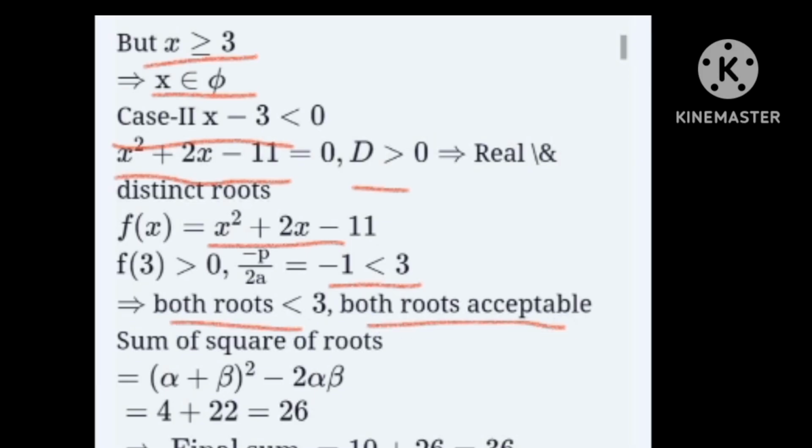Both roots are acceptable. Sum of the squares of the roots equals alpha plus beta whole square minus 2 alpha beta. Alpha plus beta is minus 2, so square means 4. Alpha beta is equal to minus 11, into minus 2 so plus 22. 4 plus 22 is equal to 26. Final sum: the sum of the square roots is 10, the sum of the squares is 26. Final 10 plus 26 is equal to 36.